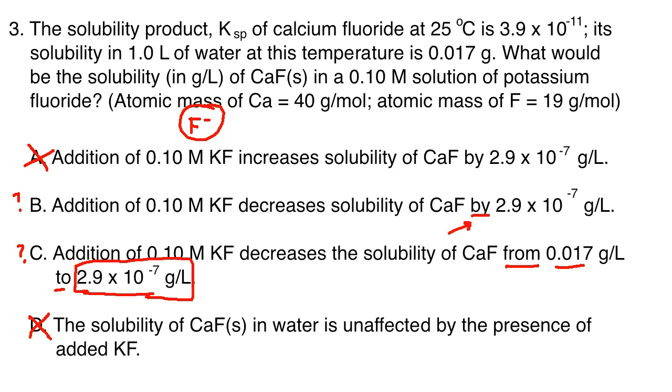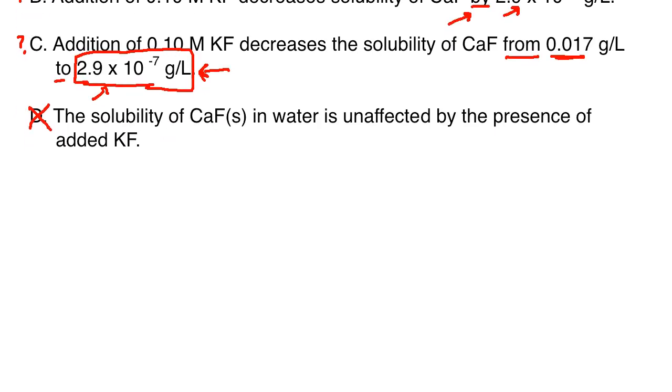Now, why is that the case? Because this is saying that the calcium fluoride is going from this value to this value. So if this value pops up, then that's what we're looking for. In B, it's saying that it's going to decrease by this amount, right? Well, we already have some starting point, and the starting point is 0.017. So if you took 0.017 and then subtracted this value from it, that value, if that comes out, that would be answer B. So just keep that in mind, because it's important to distinguish what the difference is here when we're talking about this.